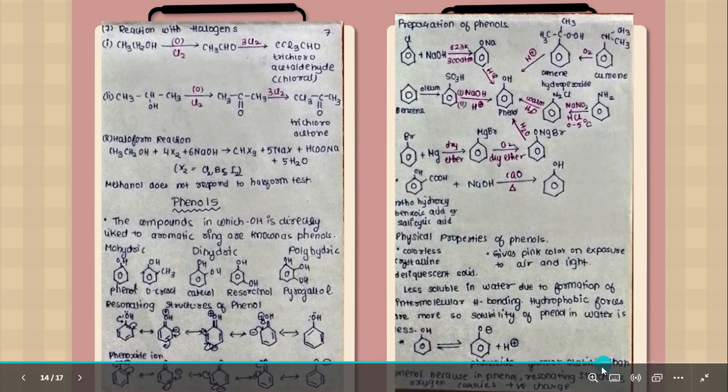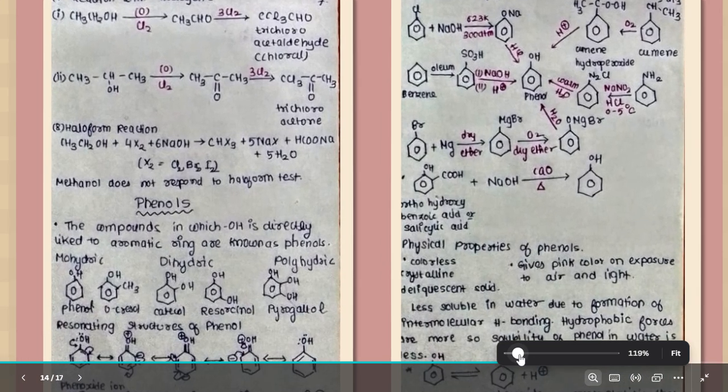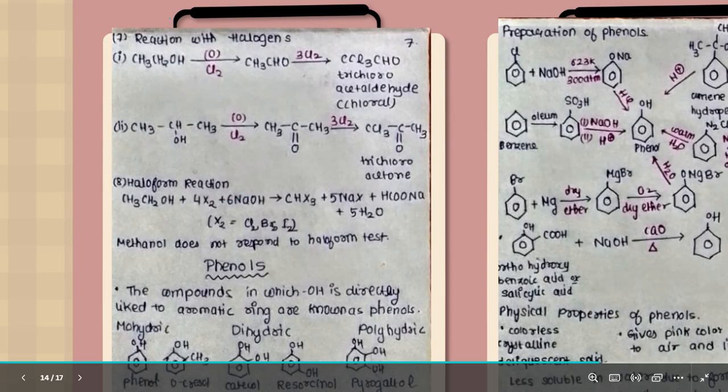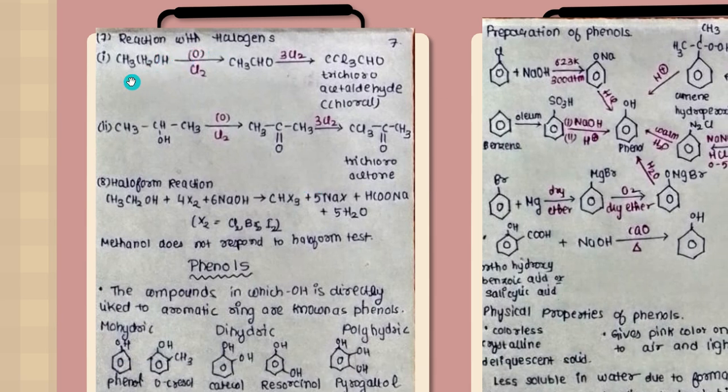Now coming to the seventh one, which is the second last chemical property of alcohols, reaction with halogens. CH3CH2OH, an alcohol, on reaction with Cl2, that is chlorine, also undergoes oxidation. It will give us CH3CHO, which is an aldehyde, and again on reaction with 3Cl2, we will get CCl3CHO, which is trichloroacetaldehyde, also known as chloral.